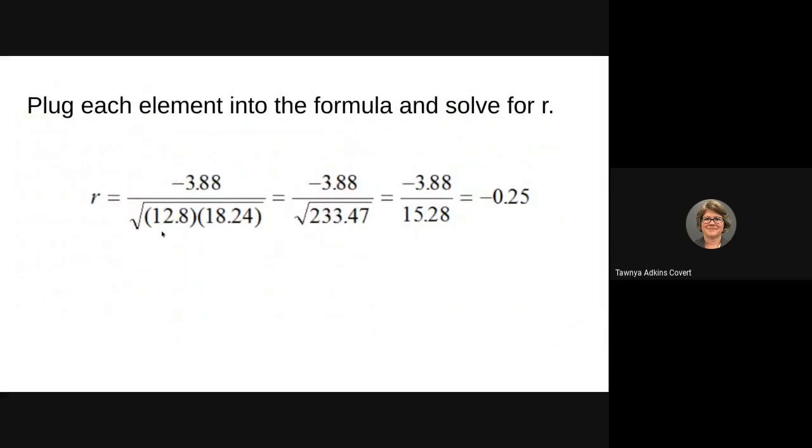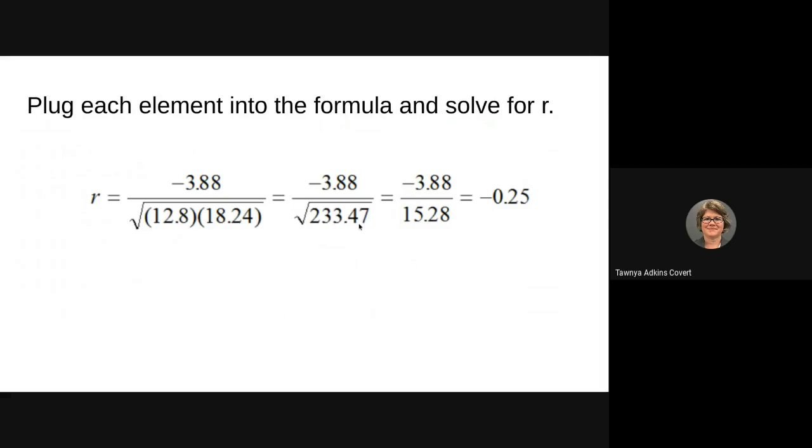This one could have negative numbers in it, because if you remember, a positive times a negative is a negative, and a negative times a negative is a positive. So some of those signs will go away and turn positive, but some of them won't. Plug each of these elements into the formula. So we had negative 3.88 as our numerator, 12.8, and 18.24, and that's under the square root symbol.